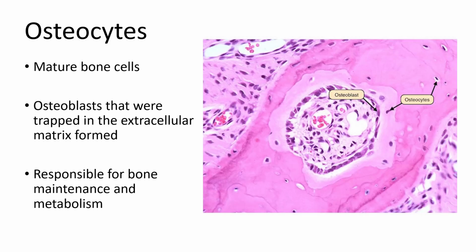Osteocytes are our mature bone cells. These are formed as a result of osteoblasts that become trapped within the extracellular matrix that they've formed. In this image here, you can see that we have these dark spots trapped within the matrix, with these being our osteocytes. Osteocytes have an important role in monitoring bone health and regulating bone metabolism, which is the balance between bone building and bone breakdown. They assist the body in maintaining optimal levels of calcium within the blood and within the bone tissue.